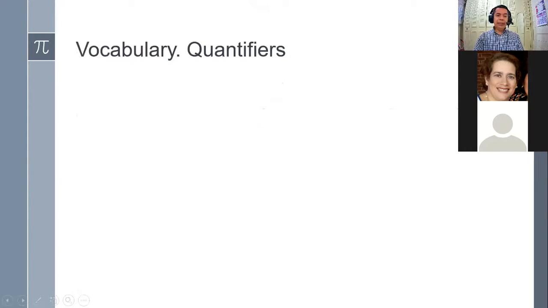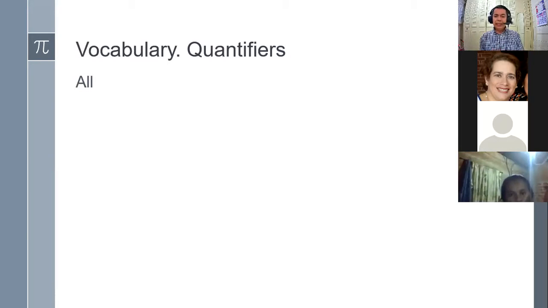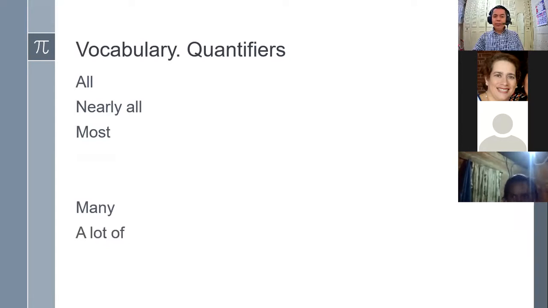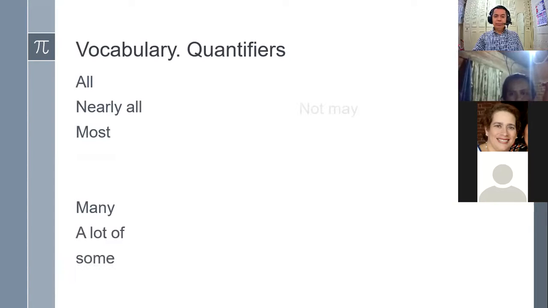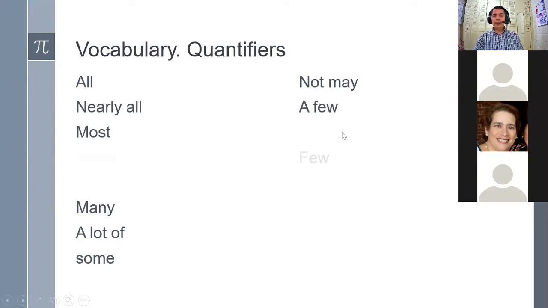Okay, now. To begin, let me see what are these quantifiers. There are a lot, right? Hay montón, right? There are a lot. But tonight, we're going to learn some very specific ones, right? And very interesting ones. All, nearly all, most, many, a lot of, some, not many, sorry. It is not many, a few, no one, right? These are the words.